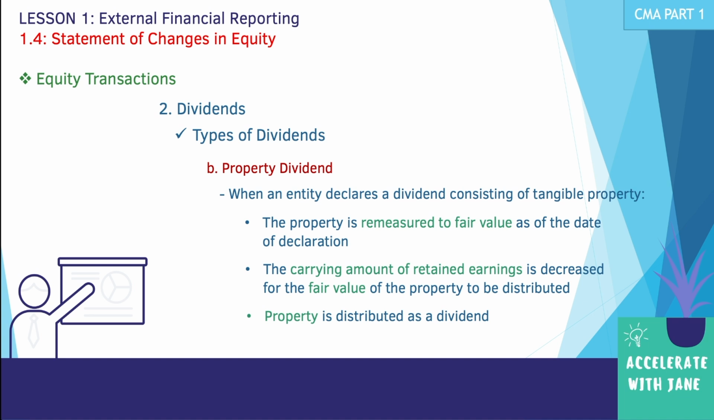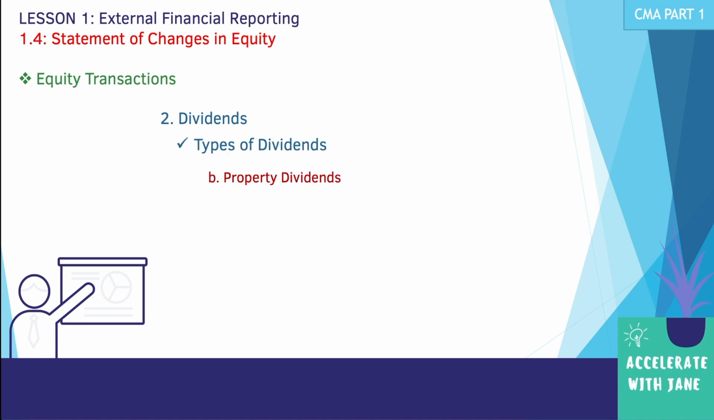So first, we need to remeasure on the date of the declaration the value of the property on the books of the company to its fair value. After that, upon distribution, we debit retained earnings equivalent to the fair value of the property on the date of the distribution. So let's have an example here, okay?